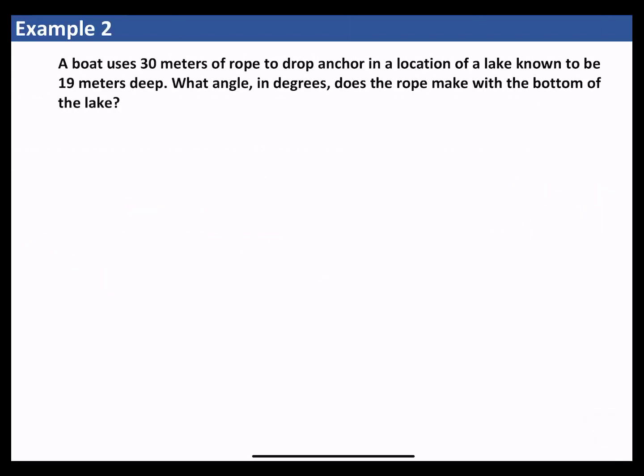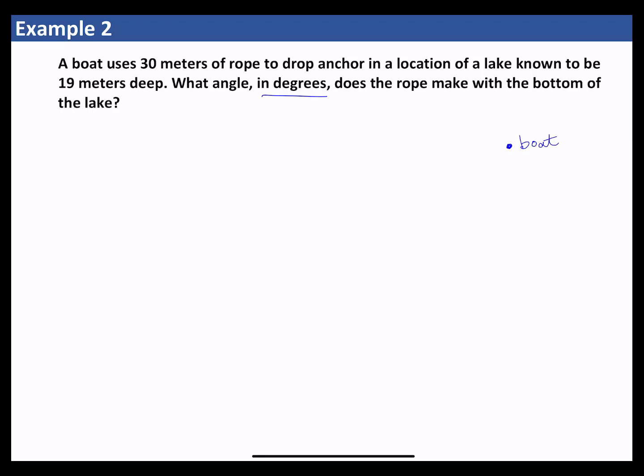A boat uses 30 meters of rope to drop anchor in a location of a lake known to be 19 meters deep. What angle in degrees does the rope make with the bottom of the lake? Again, I would pause the video, try to draw the situation, and set up the relative trigonometric equation to represent the situation.